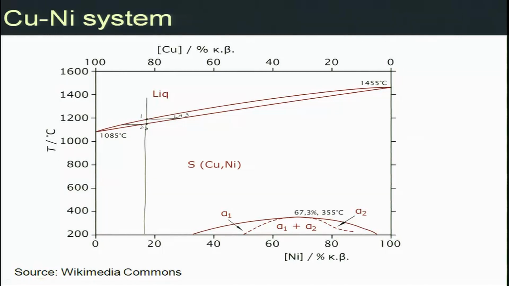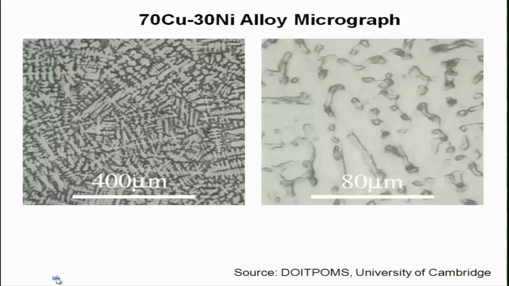When you look at the microstructure of such an alloy in the microscope, schematically you had 100% liquid at this point. In between you had some alpha and then liquid, and at this point you have 100% alpha or solid. Let us see how it looks in reality in a microscope. So this is how you see reality in a microscope. This is a 70% copper, 30% nickel alloy micrograph.